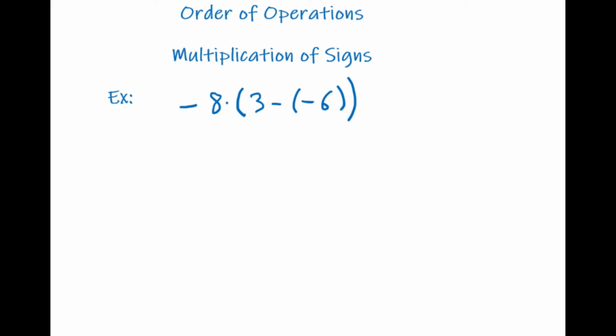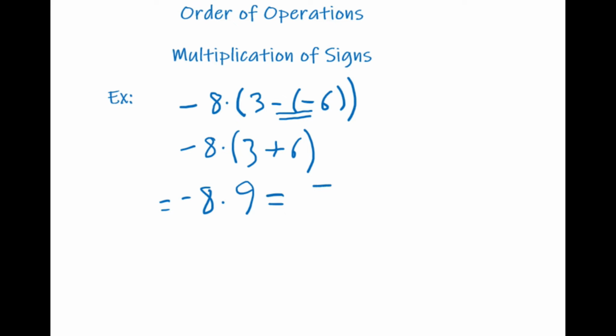Example, we see that there are two signs together. There is more than one sign, then we need to multiply the signs. So we need to do the parentheses first. Let me write the rest. -8 times 3, because negative times negative is going to be positive, so it's going to be +6. So this is going to be -8 times, if you do the parentheses first, we're going to have 9. If you calculate 8 by 9, the result is 72.